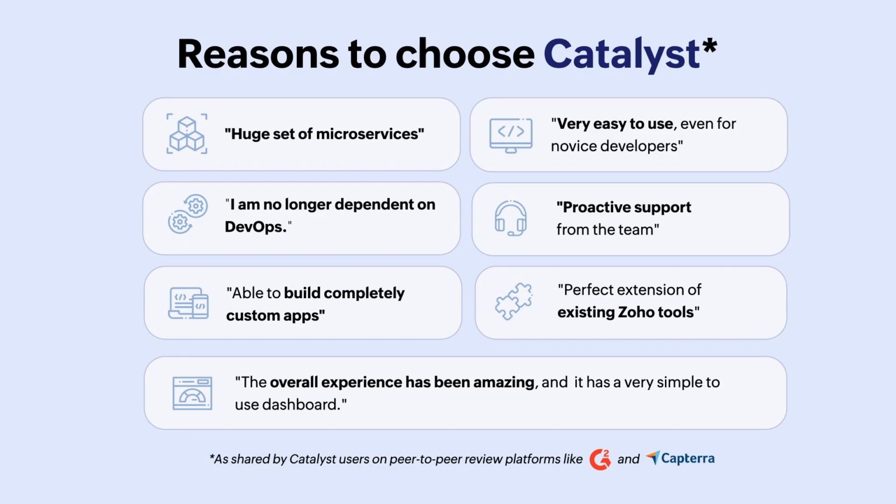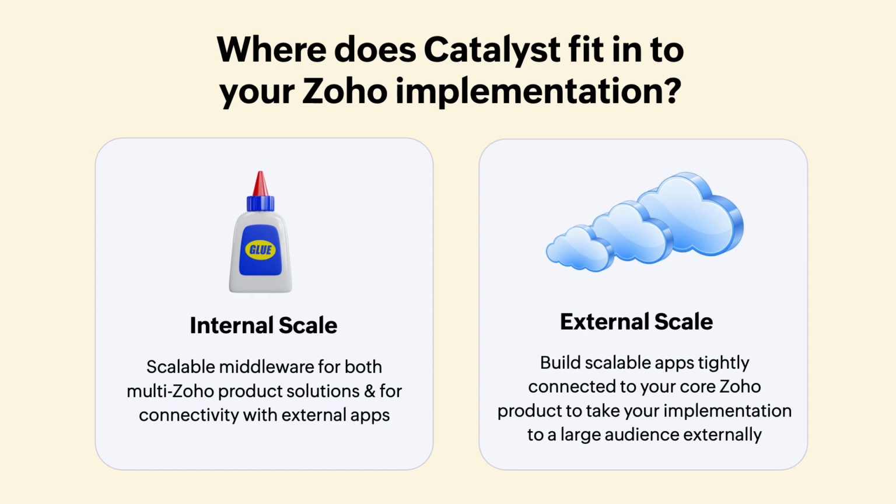So now that we have a fair understanding and we've had a refresher on Catalyst, let's see how Catalyst fits into your overall Zoho implementation. How do you scope for a use case? How do you try and understand if Catalyst is a good fit? So there are two broad areas where Catalyst can come into your existing Zoho implementation.